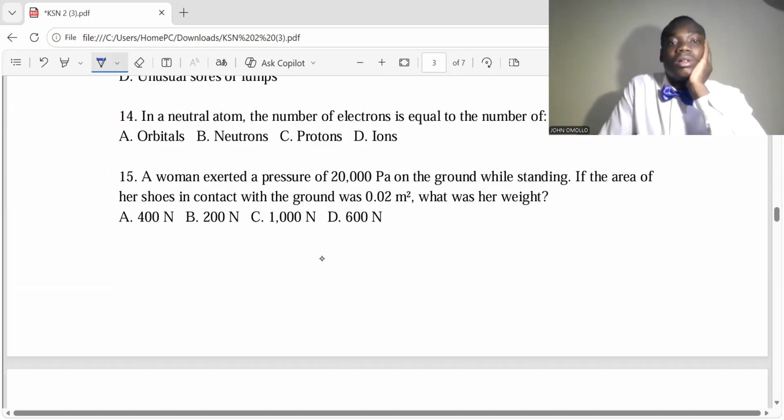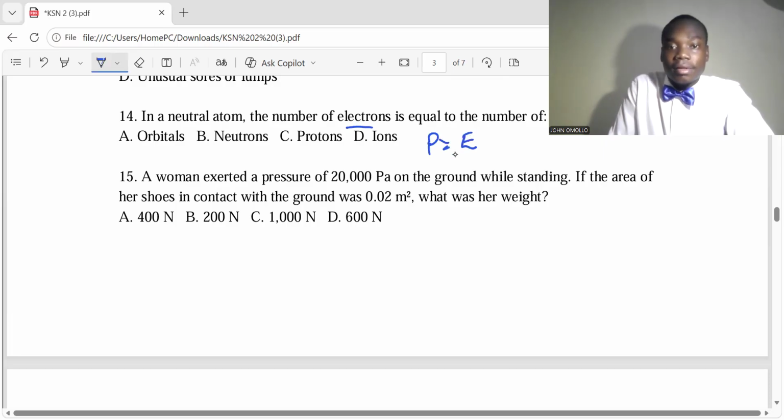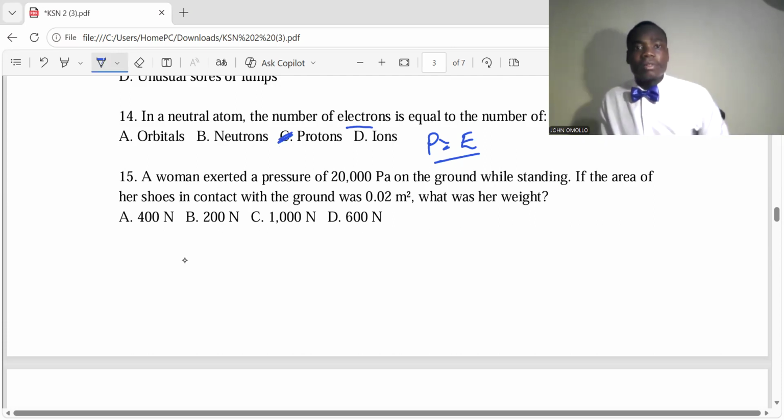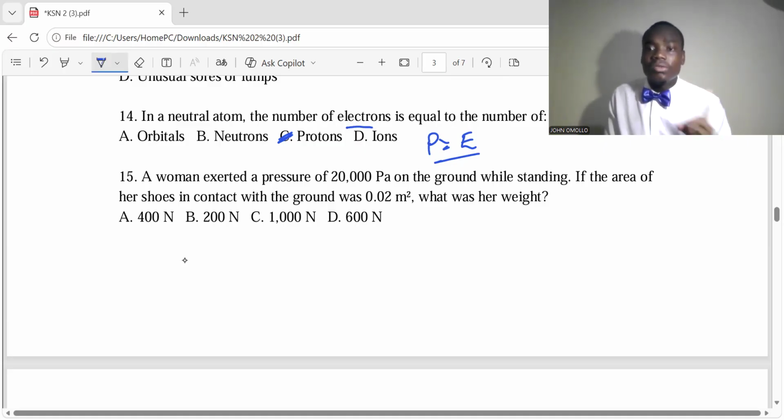So in a neutral atom, the number of electrons is equal to the number of protons. So we know that protons equal electrons in any neutral atom. So in that case, the number of protons is equal to the number of electrons in any given atom. And that's why we're saying an atom is said to be electrically neutral. Why? Because the number of protons is equal to the number of electrons.